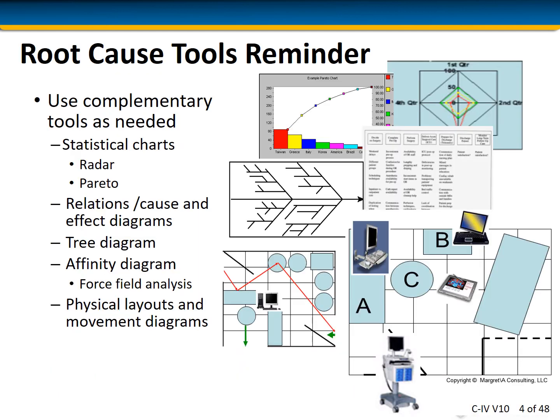Root cause tools help get a better understanding of why there is an issue in a process and its workflow. A variety of tools can be used to help determine root cause. Statistical charts, such as radar charts, as shown in the upper right corner of this slide, show the size of gaps among performance areas. The illustration includes 3 key performance areas denoted as red, yellow, and green lines.